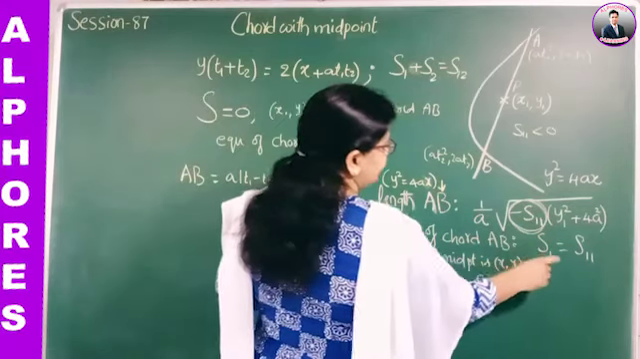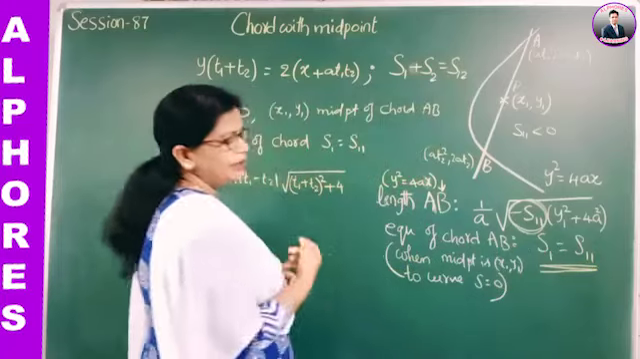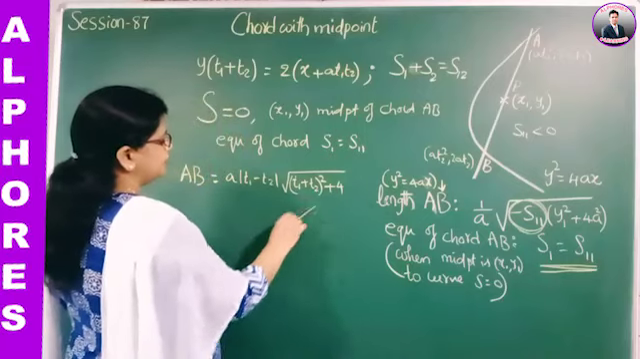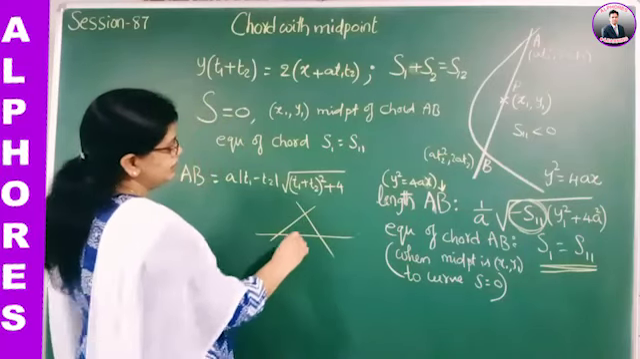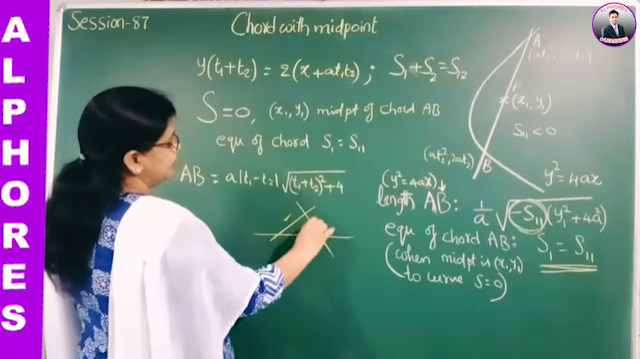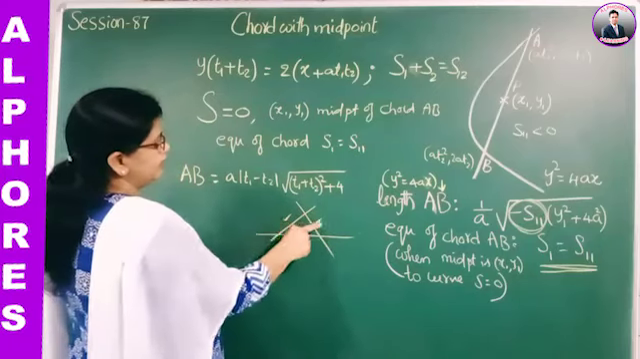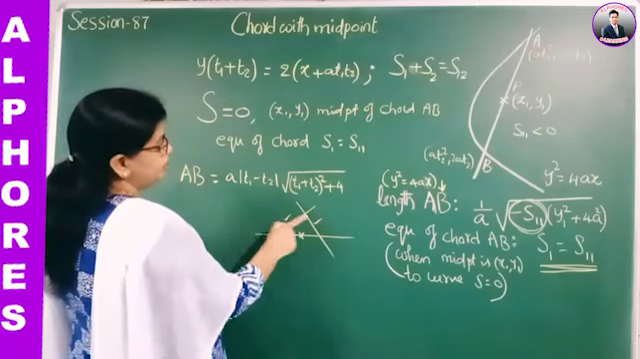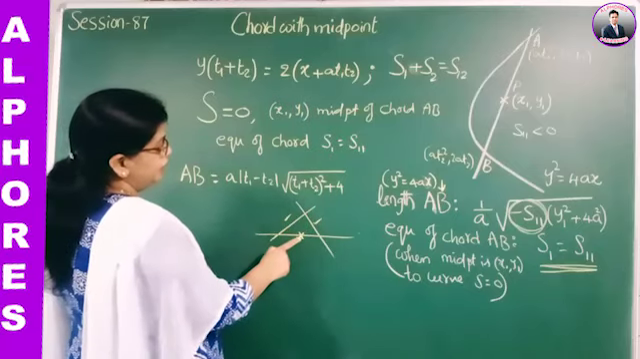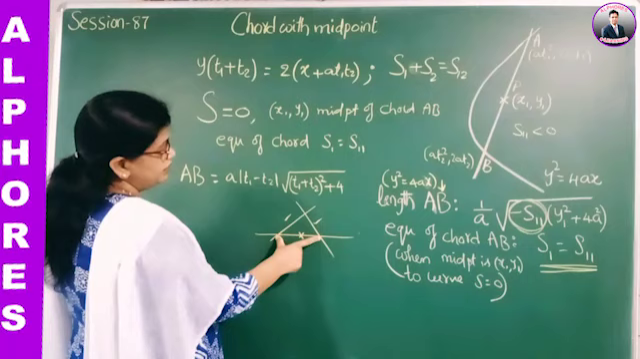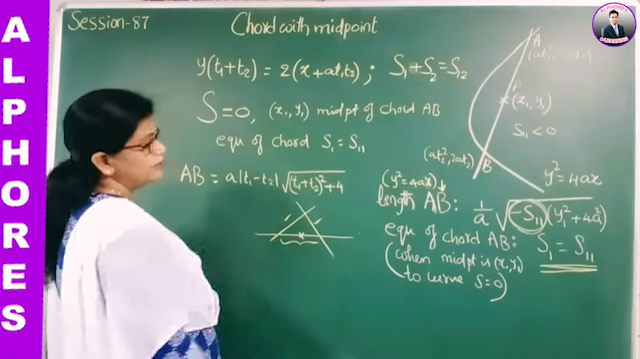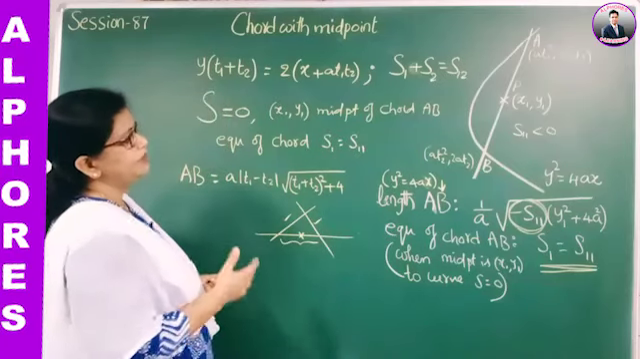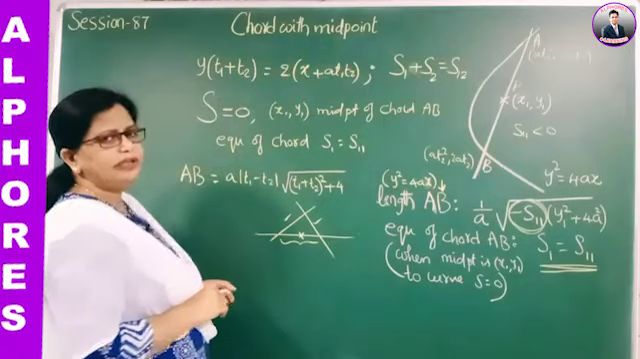Whereas S1 equal to S11, this formula you can make use of for any kind of conic, including the circle. Even in a pair of lines, if we want to obtain the chord whose middle point is given, suppose these two lines are given by S equal to 0, the second degree equation, and this is the middle point of the portion between these lines, then the equation of this portion can be obtained by the same formula, S1 equal to S11. So this is the equation we got for the chord with middle point.